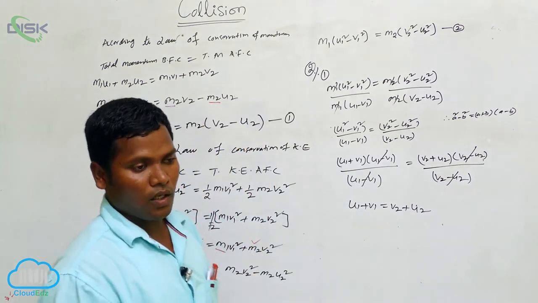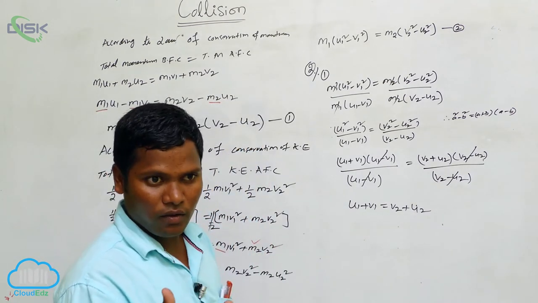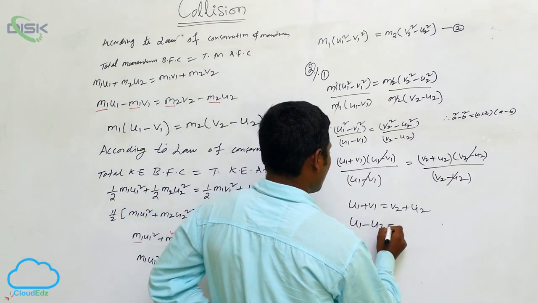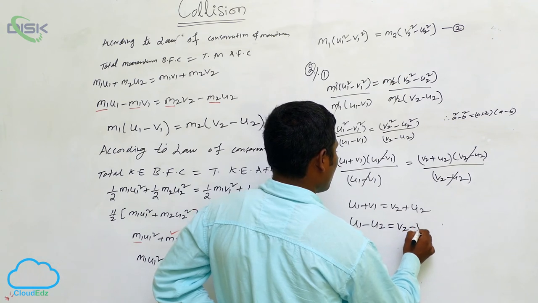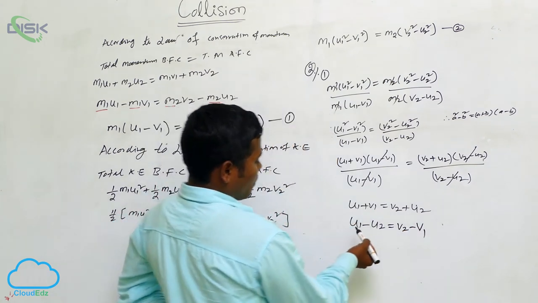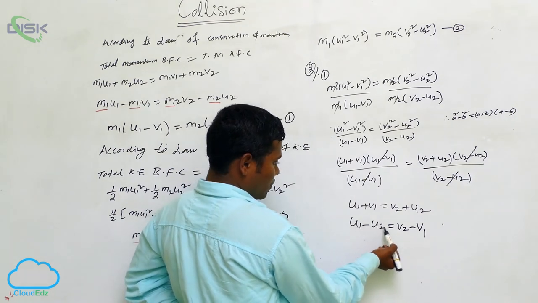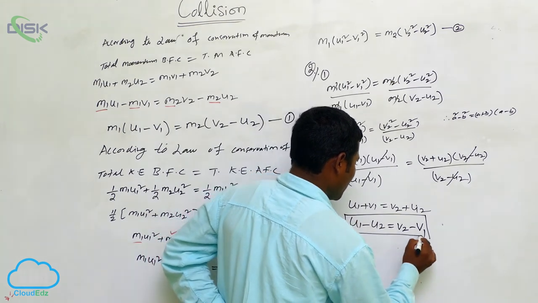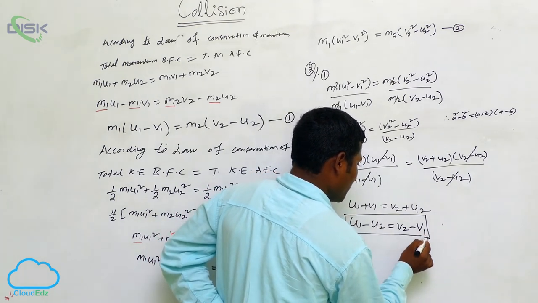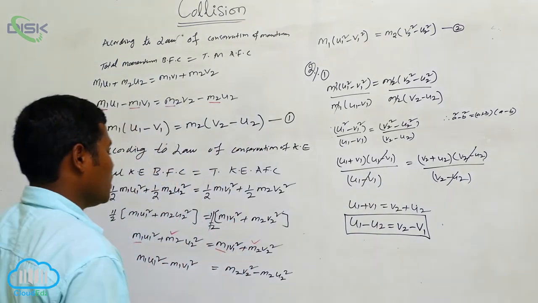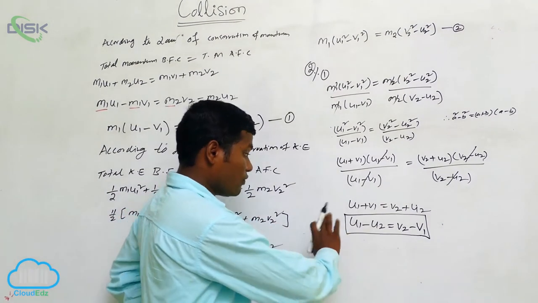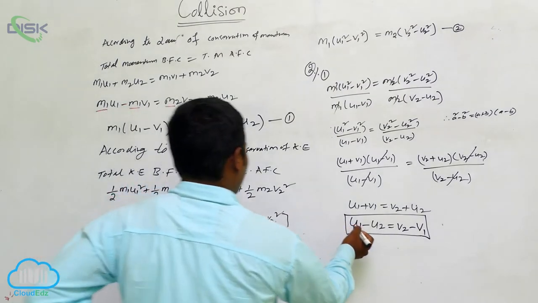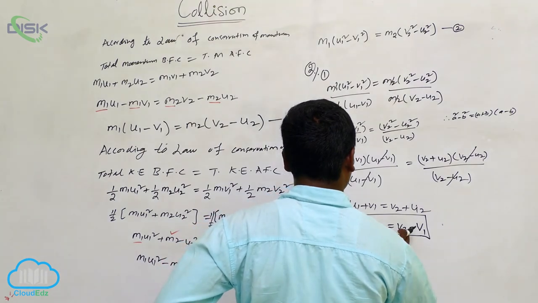Bring the initial velocities to one side and the final velocities to one side. What happened here? u1 minus u2 is equal to v2 minus v1. What is this indicating? Before collision and after collision. Before collision, they are approaching each other. After collision, u1 minus u2 and v2 minus v1.